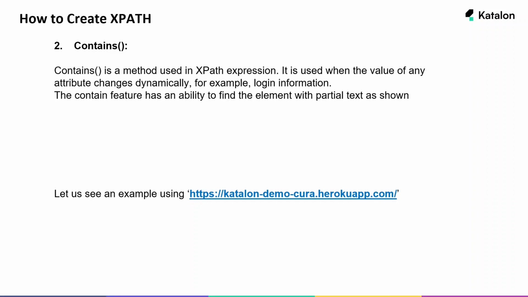So contains XPath. Contains is a method used in XPath expressions. It is used when the value of any attribute changes dynamically, for example, login information. The contains feature has the ability to find an element with partial text. So we are not going to match the exact text. We are just going to match partial text, so that if any portion of your text is dynamic, it can easily handle it. Okay.